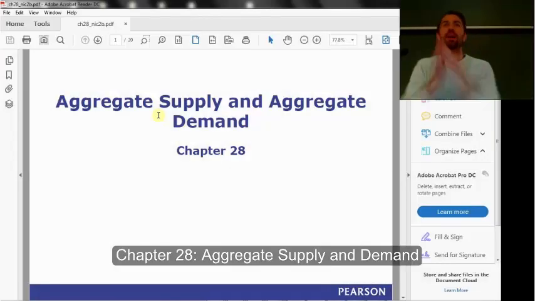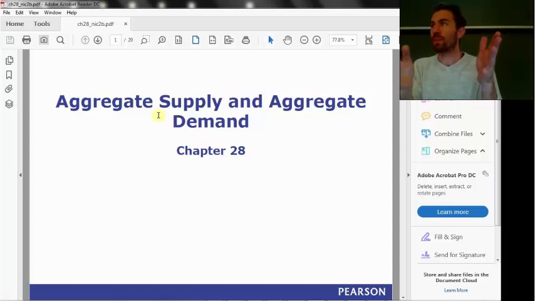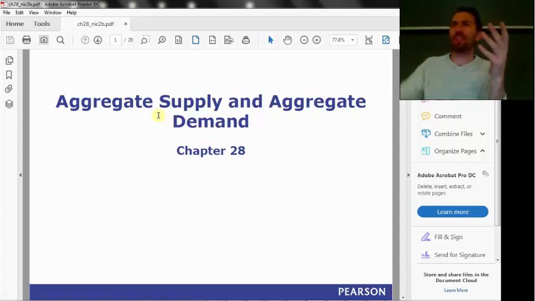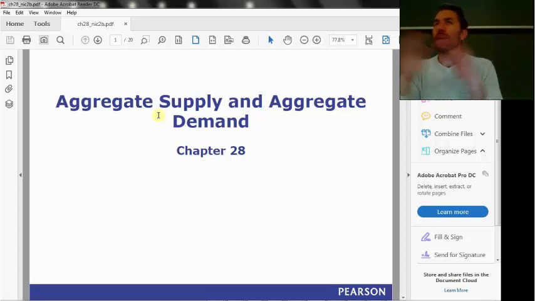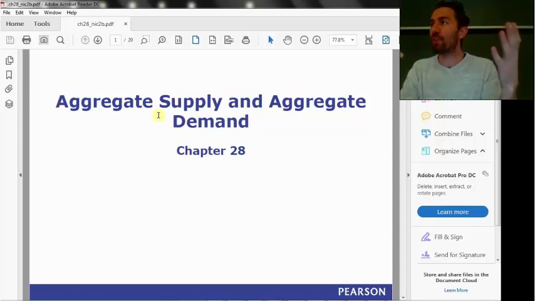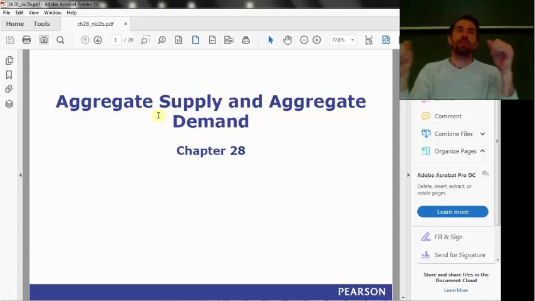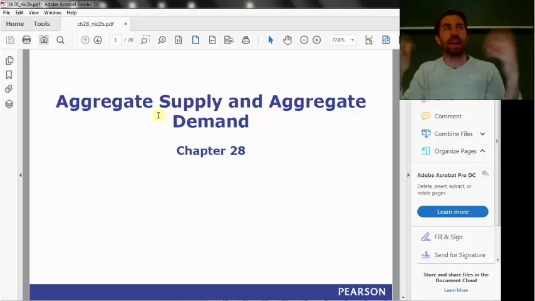If you recall, last week we finished the ISLM model. And from the end of the ISLM model, we got the aggregate demand curve. Right at the end, we saw that if we changed prices, we could plot an inverse relationship between the price level and the level of equilibrium output in the ISLM model. So that inverse relationship gives us the aggregate demand curve.